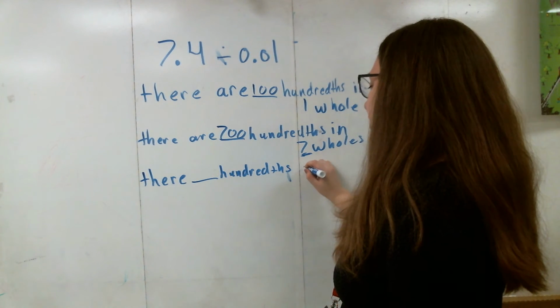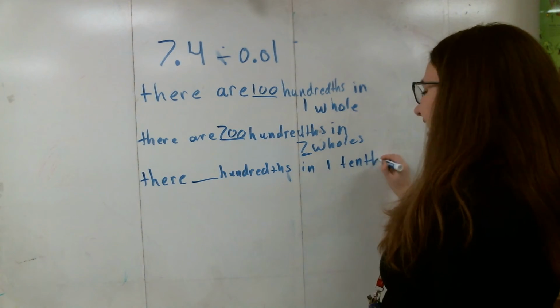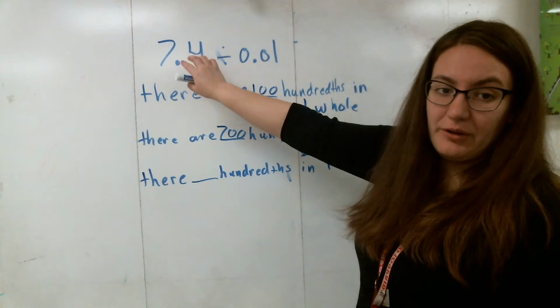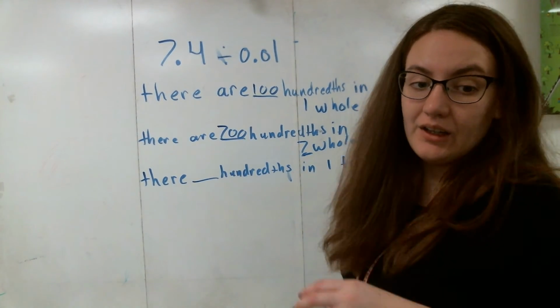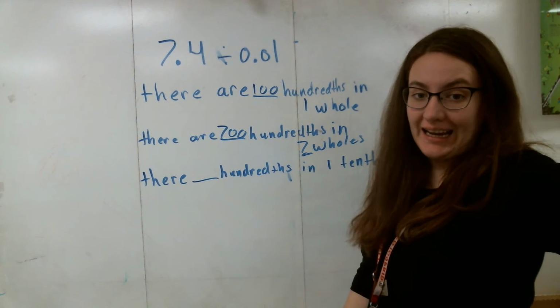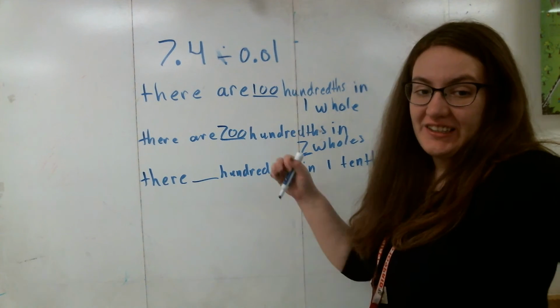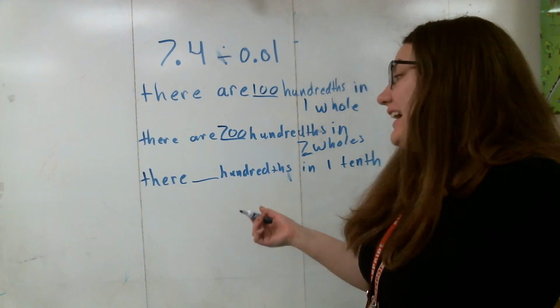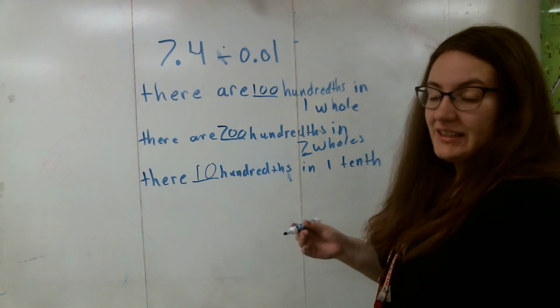There are blank hundredths in 1/10. And now we have to figure out this so that we can figure out what this number is supposed to be. And I will be right back. All right, so when I'm trying to figure out how many hundredths there are in 1/10, I just need to remember, if I had a bunch of hundredths and I was trying to add them up to tenths, I would need 10 of those hundredths in 1/10.